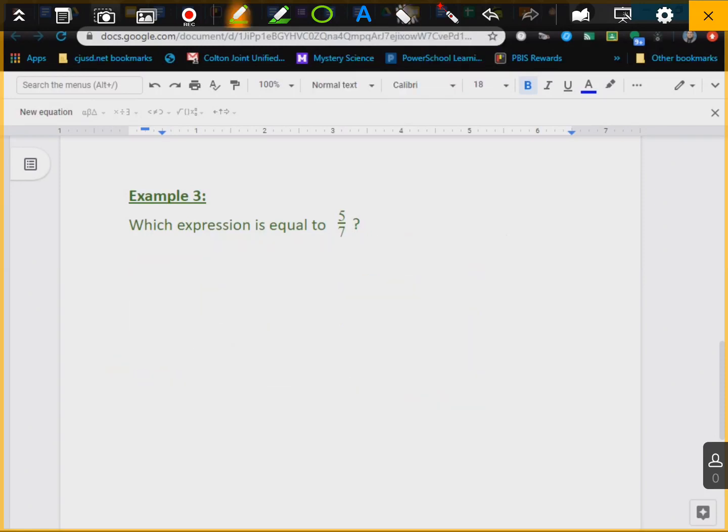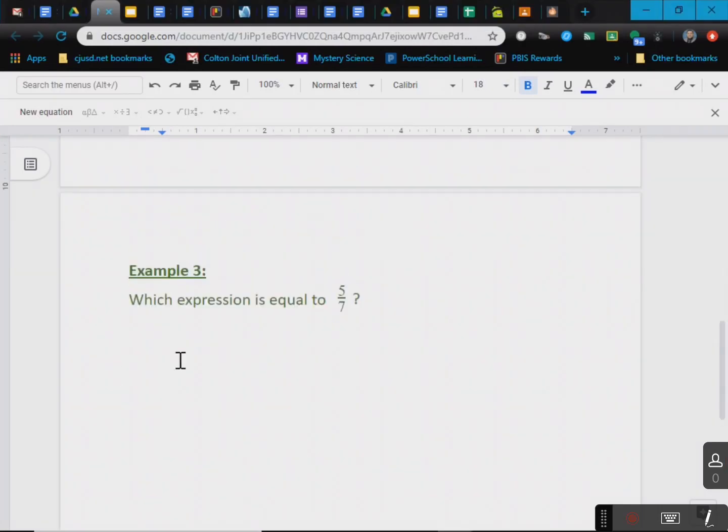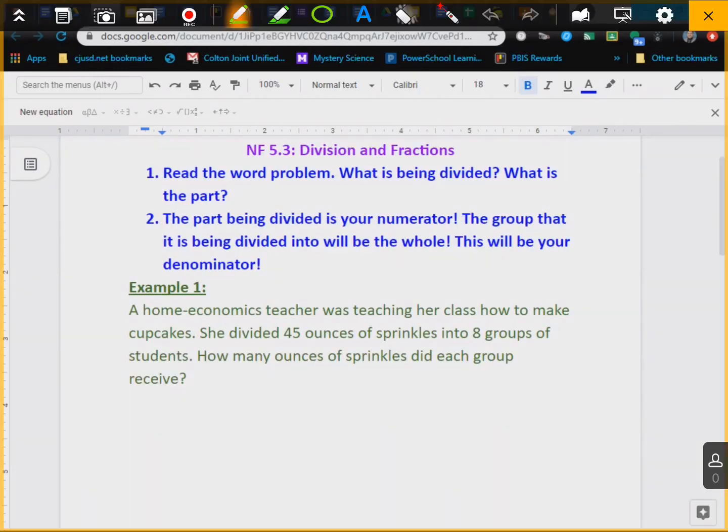Alright guys, that's it for today's video. It's a very quick video. Just remember the steps. Okay, if you need to reread the word problems, you need to know, okay, the part being divided is your numerator. Okay, what's being split up? The group that it's being divided into is your denominator.